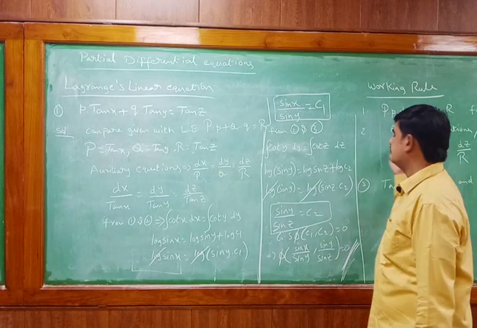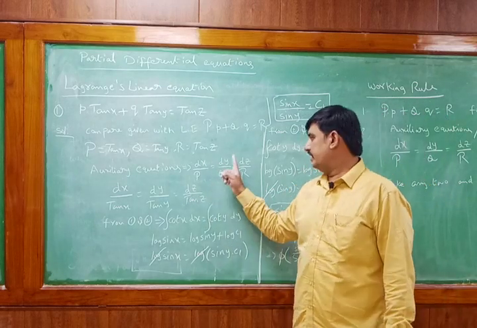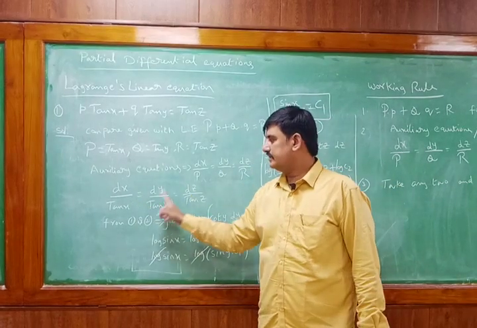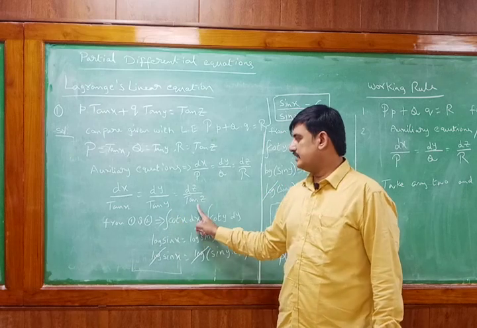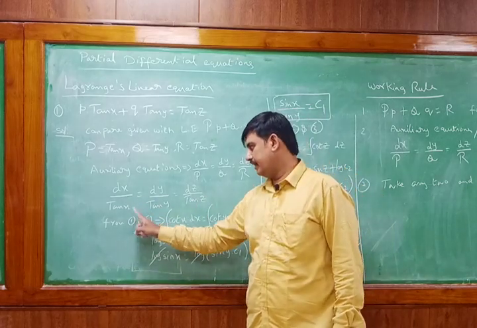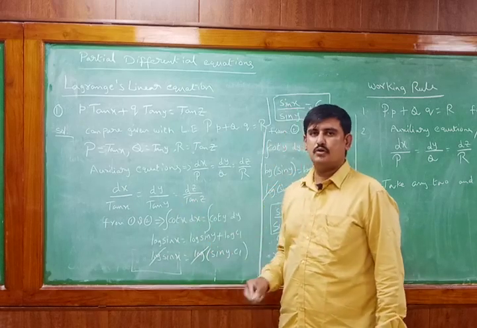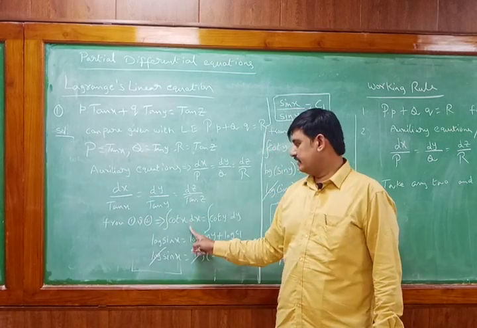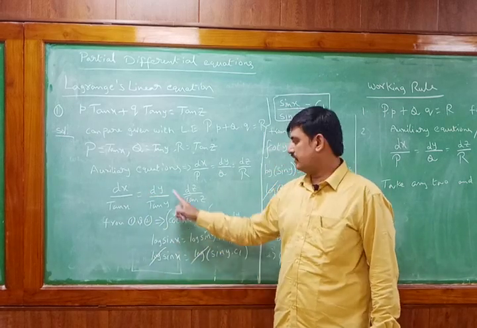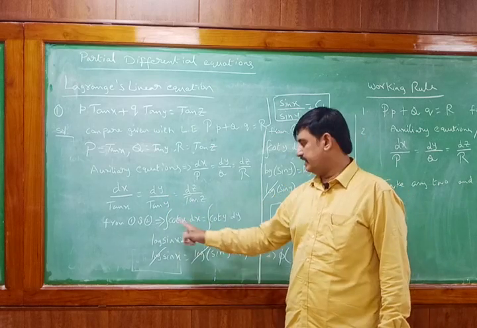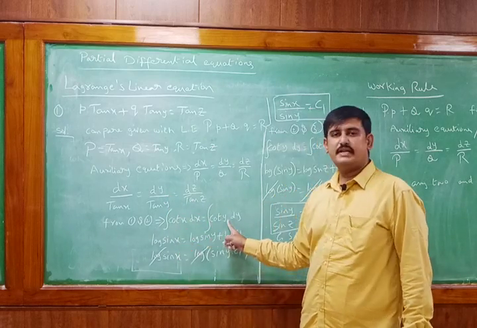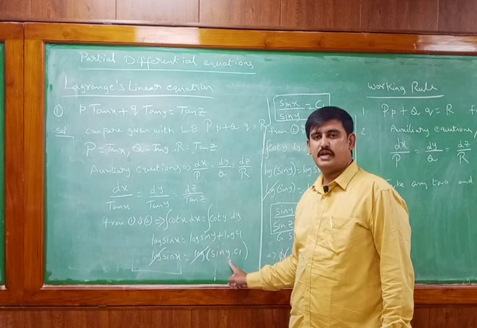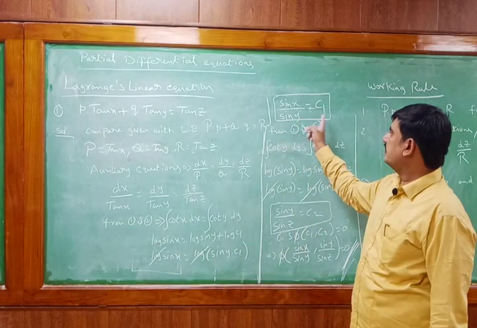Then the auxiliary equation. In the working rule we discussed the auxiliary equation dx by capital P, dy by capital Q, dz by capital R. So capital P is tan x, capital Q is tan y, capital R is tan z. To solve for C1, take 1 and 2. You can take 1 and 3 or 2 and 3, no problem. First take 1 and 2. 1 by tan x becomes cot x, 1 by tan y becomes cot y. Then integrate. Cot x integration is log sin x, cot y integration is log sin y plus log C1. Log a plus log b is log ab. On both sides the log gets cancelled. Sin x by sin y is equal to C1.